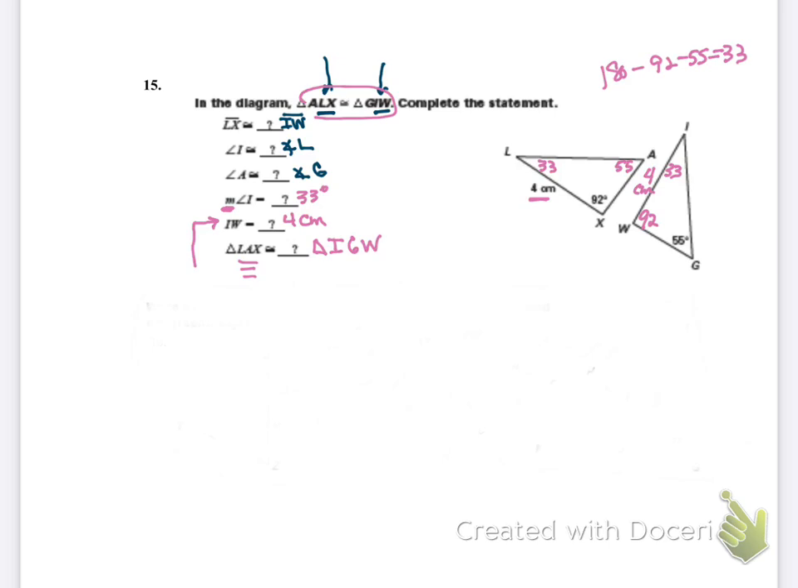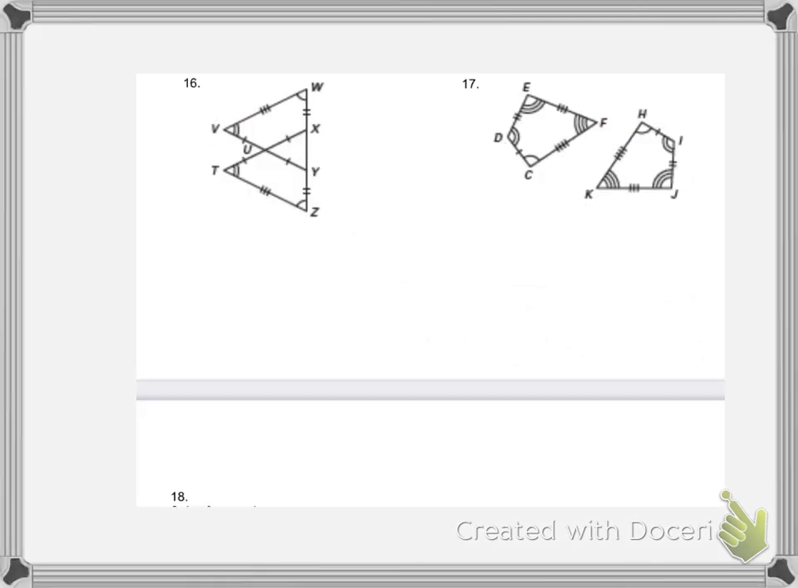So let's just check. L is 33 degrees based on my figure. I is 33 degrees. That's good. A is 55. G is 55. X is 92. W is 92. Bingo, we got it. Okay, so that's how you handle this problem. You have more practice in your homework and in the 4.2 review we did if you want to see this type of problem again.